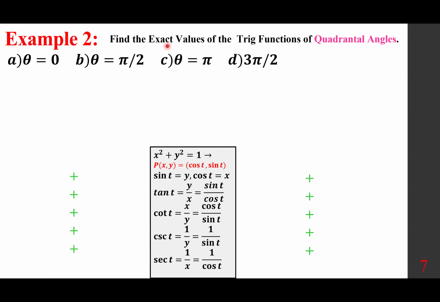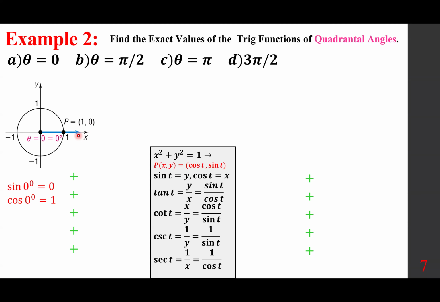Find the exact values of the trig functions of quadrantal angles. Remember, for quadrantal angles, the terminal side is along the positive or negative side of the x or y axis. So for example, theta equals 0 looks like this. When theta is equal to 0, the point here has coordinates 1, 0. So 1 is cosine, 0 is sine. So sine of 0 degrees is 0, cosine of 0 degrees is 1.